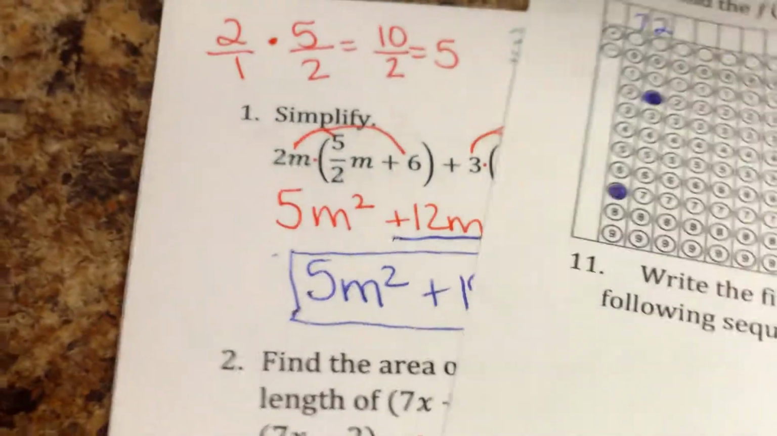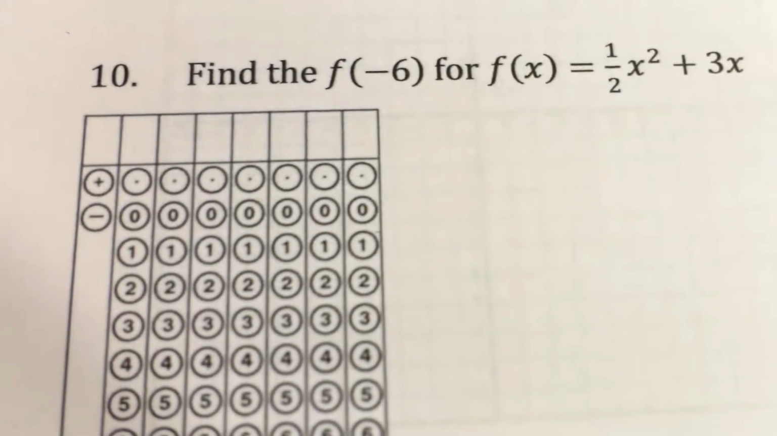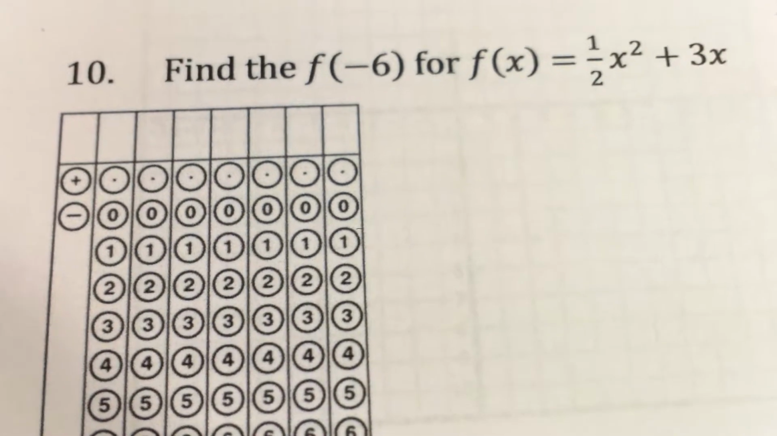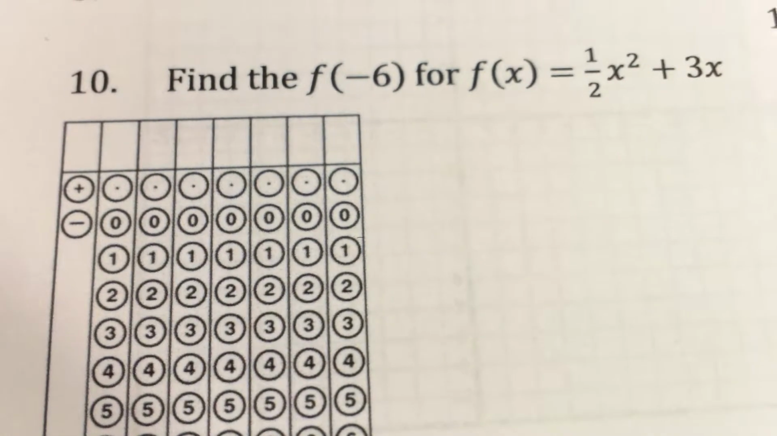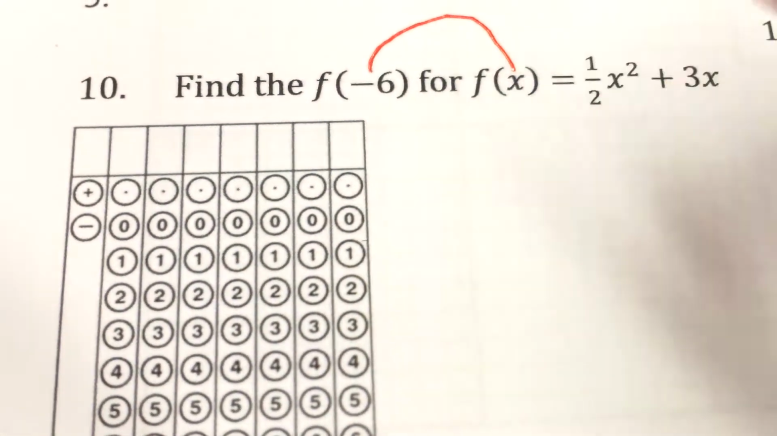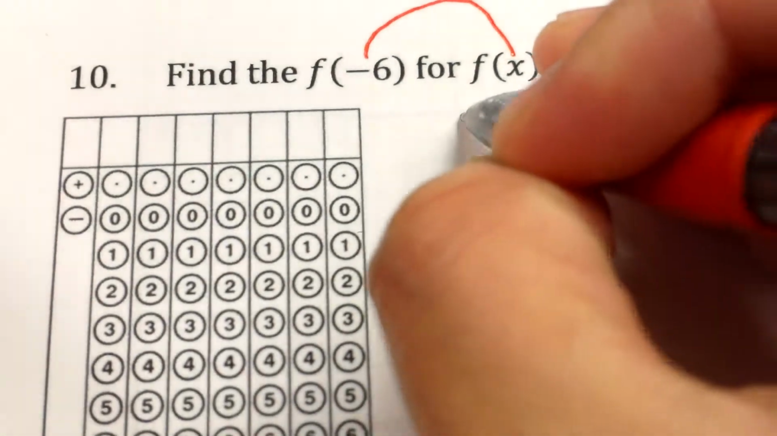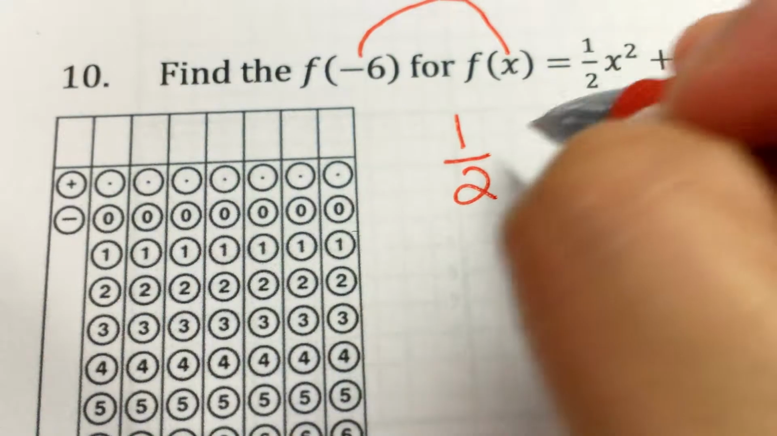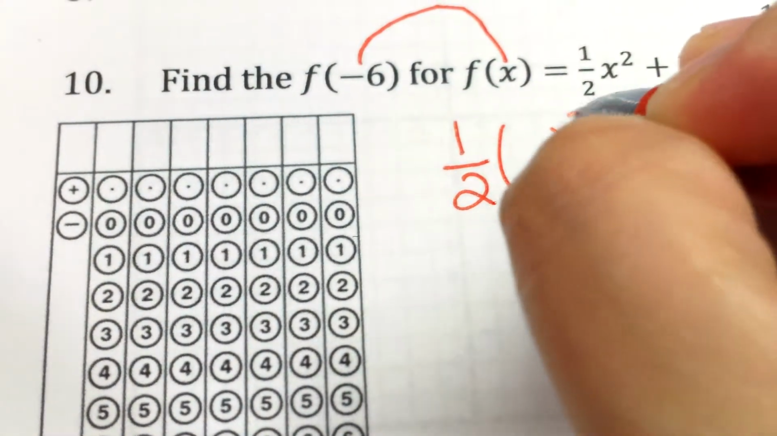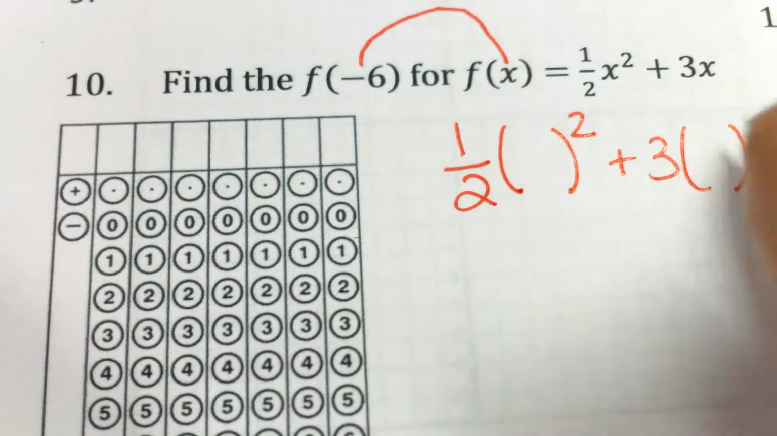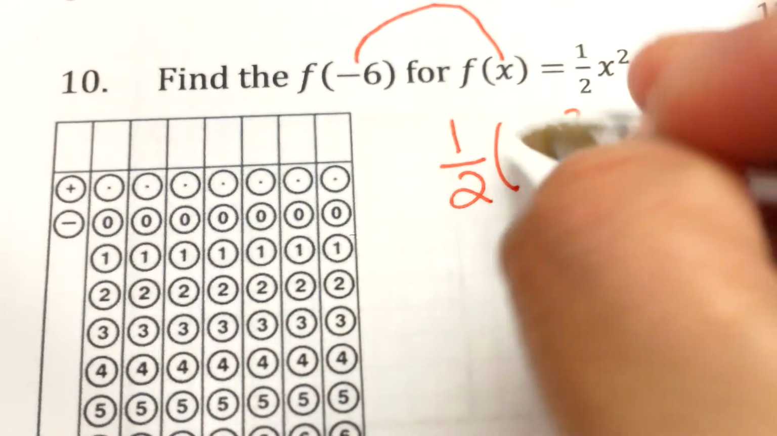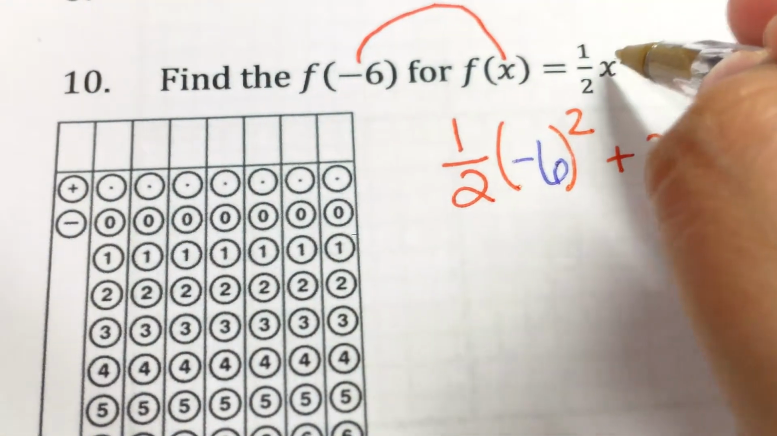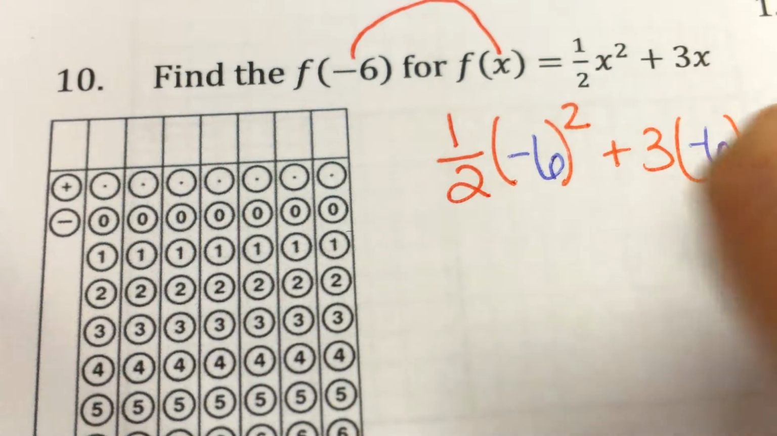Alright, now here's another one. Find f of negative 6 for f of x equals 1/2 x squared plus 3x. We see that this is replacing the x, so we're going to put the negative 6 in for the x. We're substituting it. So I have 1/2, and here I'm going to put what the substitution is, plus 3, and then the x. Let's plug in the x, which is negative 6. It goes in there for the x squared, and then here a negative 6.